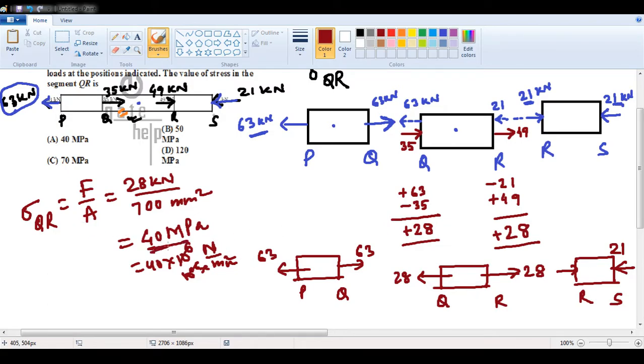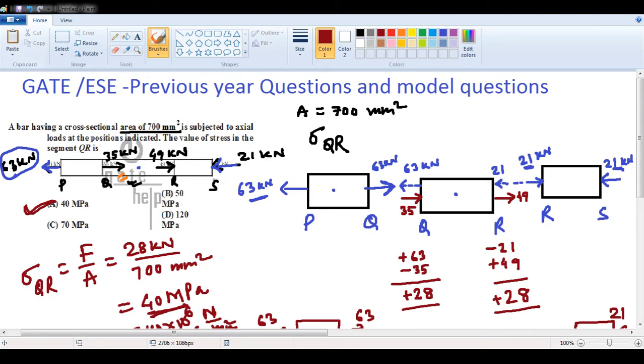Clear? This is the answer. So it is only bit A, 40 megapascal, right? I hope this is clear to all. Similarly, I'll take now a different previous year question. I hope this is clear to everyone.